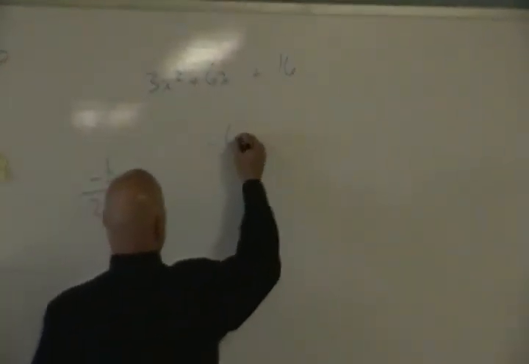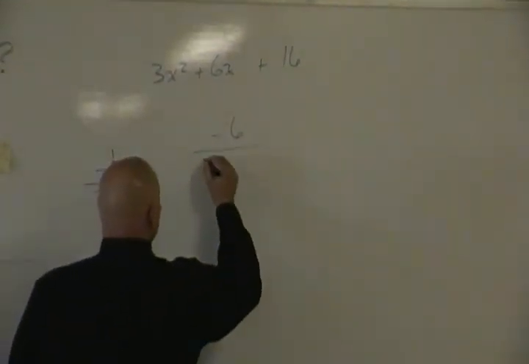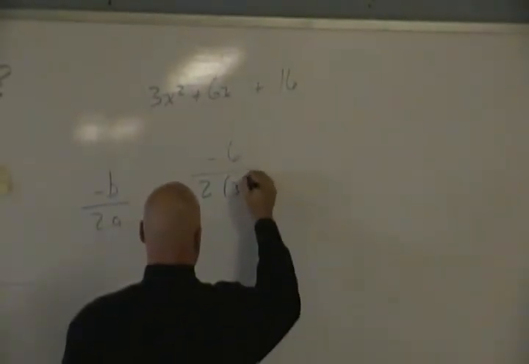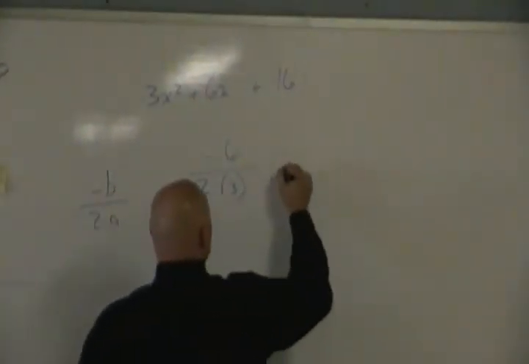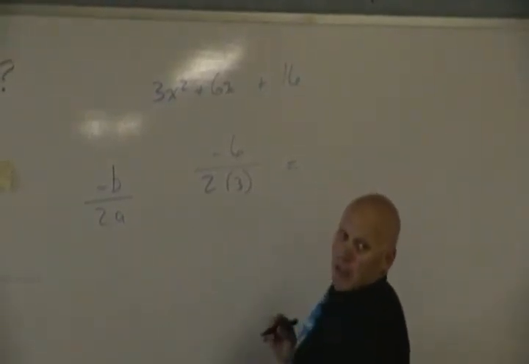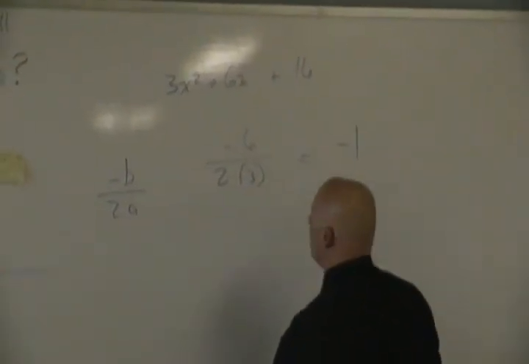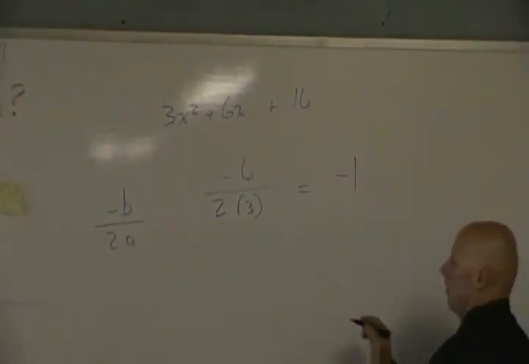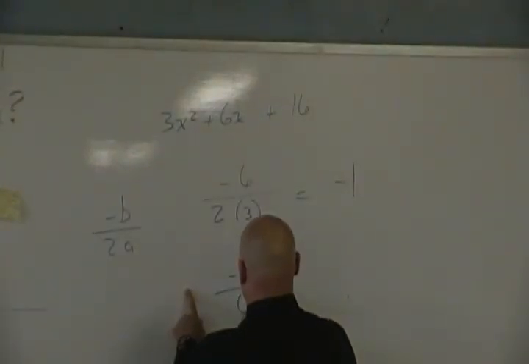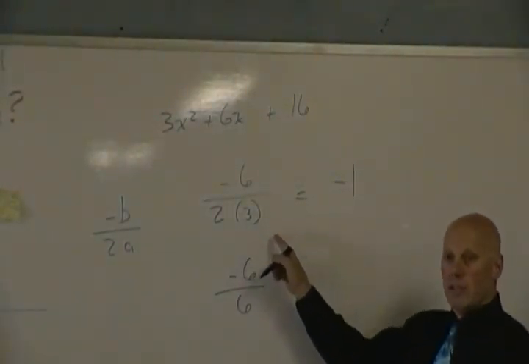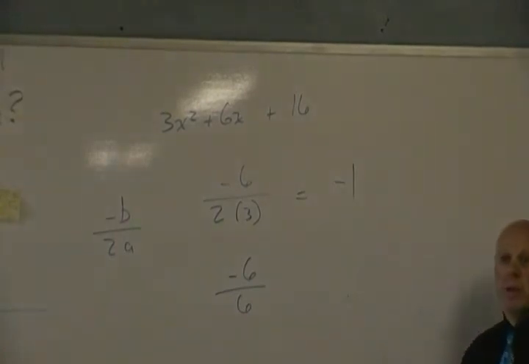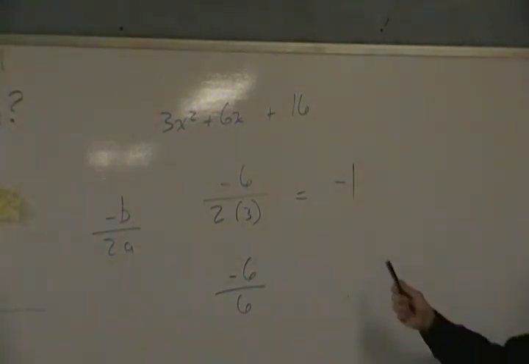Okay, so what's negative b? Negative 6, right? Alright. What's a? 3 it is. What's it equal? Negative 1. Awesome. You guys are all over this. Negative 6 over 6, right? Negative 1. You okay with that one? Okay, good. All right. So negative 1.